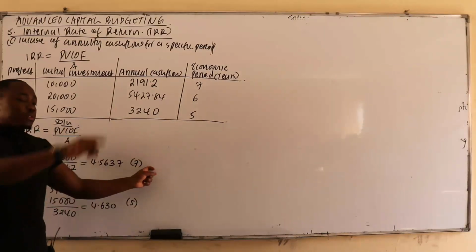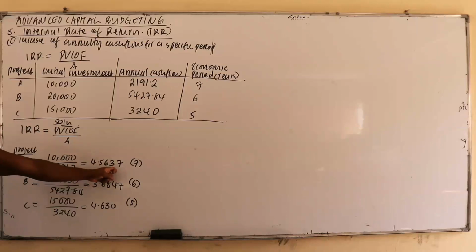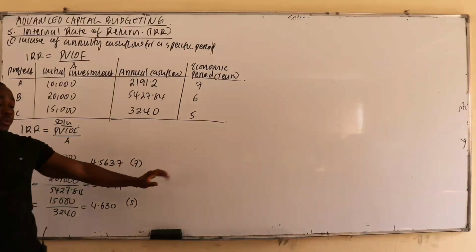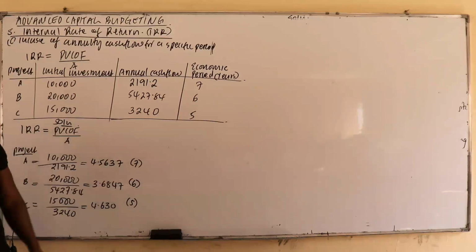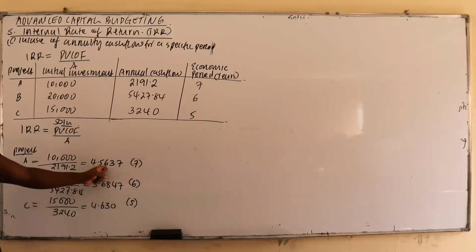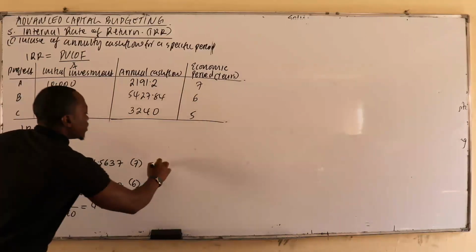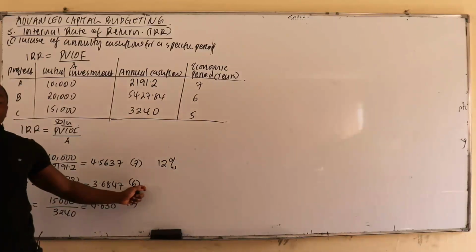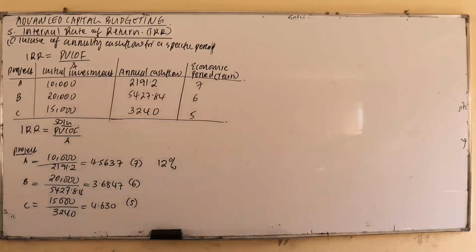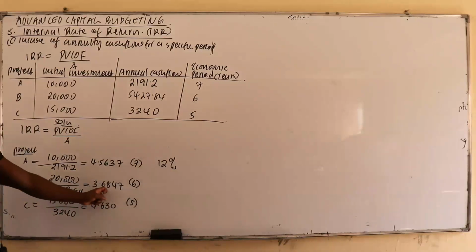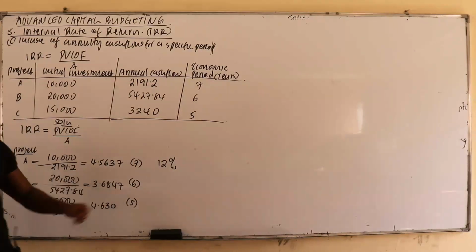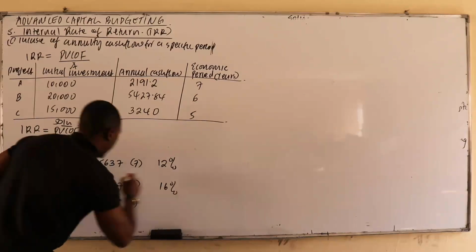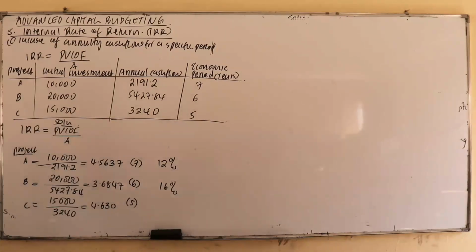Now look across where we have 4.5637 in the annuity table, 7th year. You get 12%. Good. We do the same for project B. Project B is for 6 years, so let's go to the 6th year and look for 3.6847. That gives 16%.